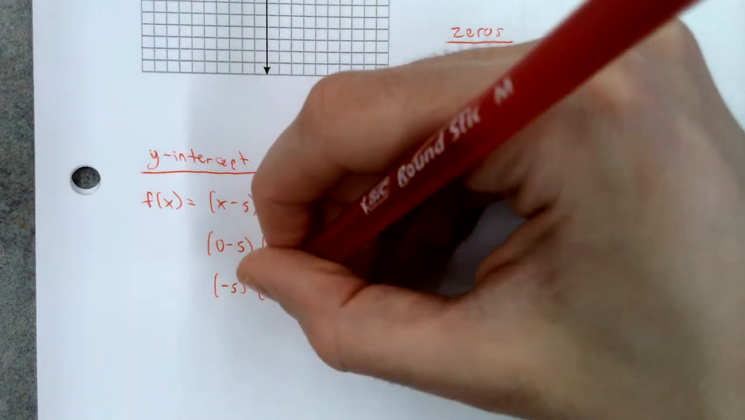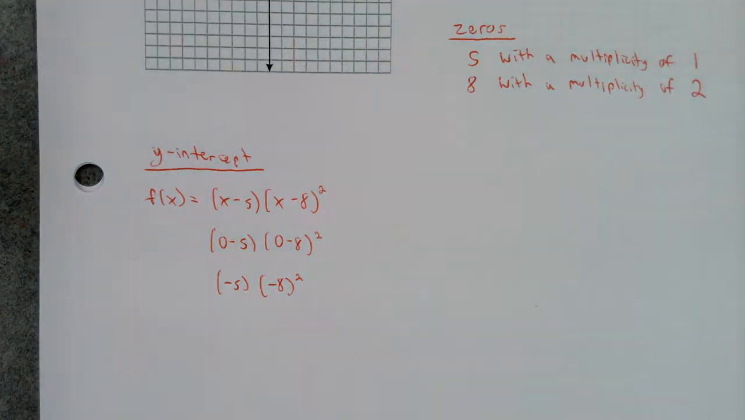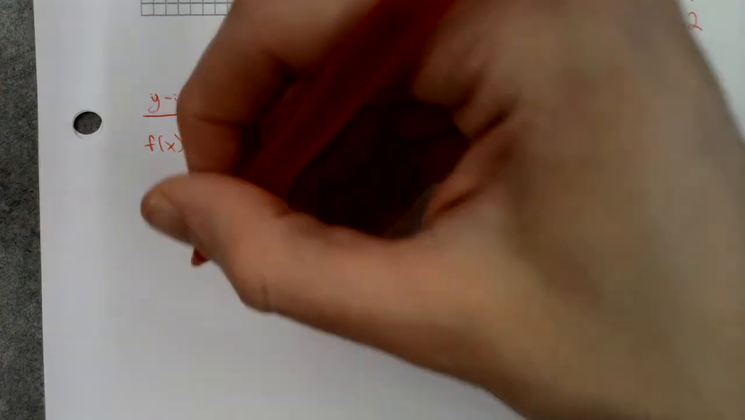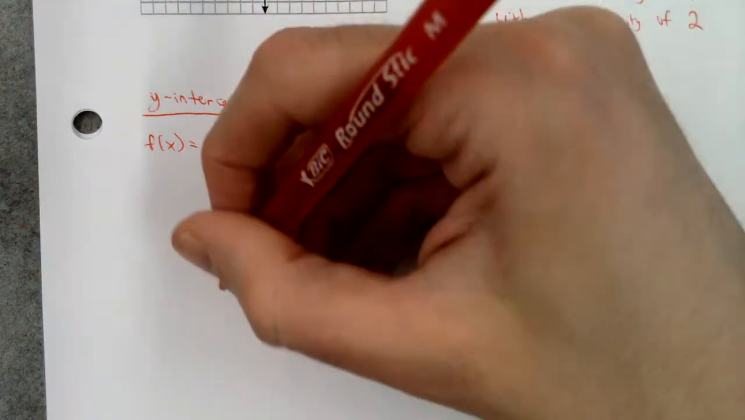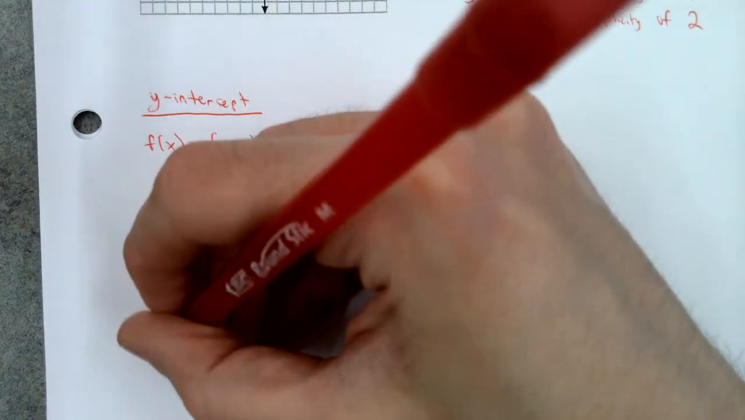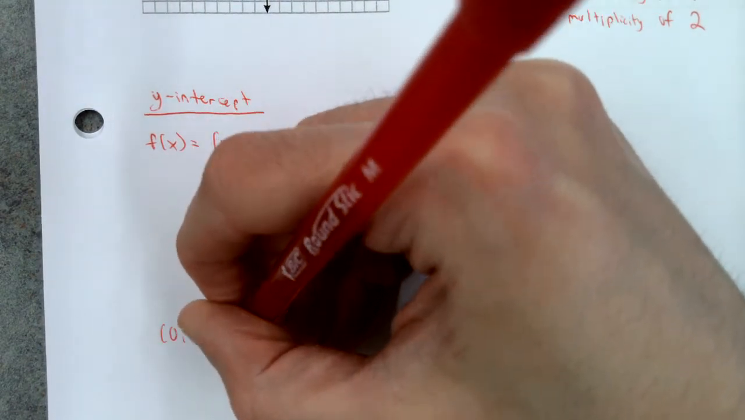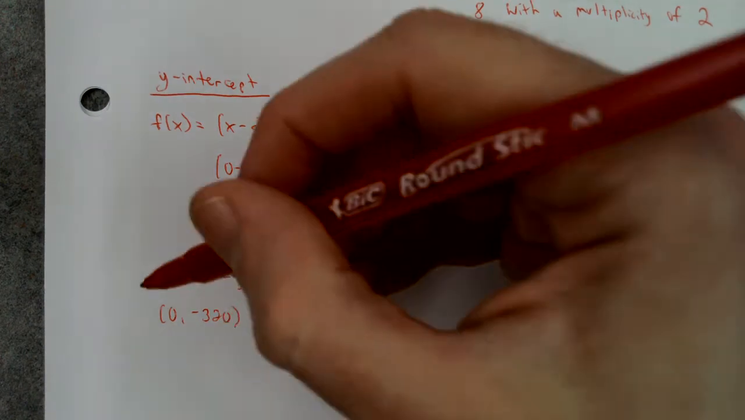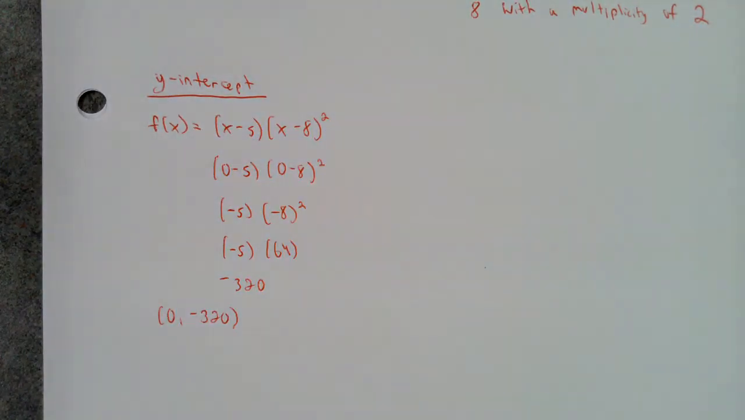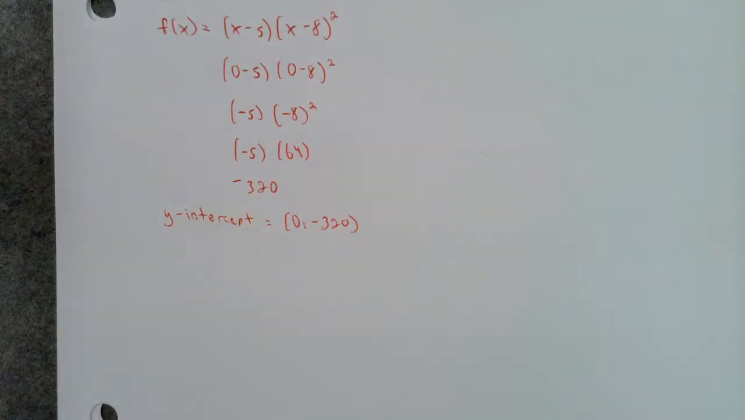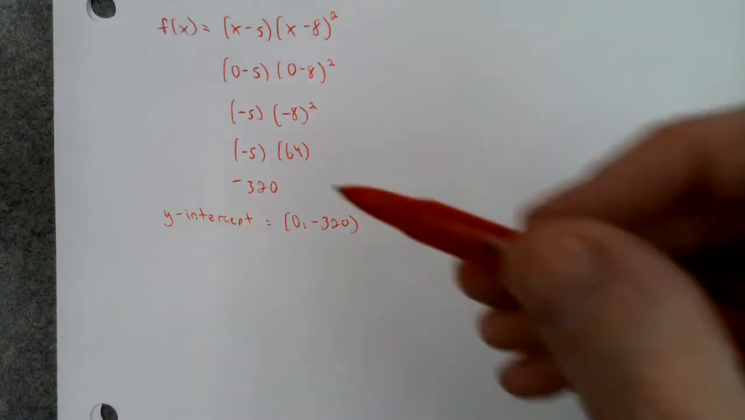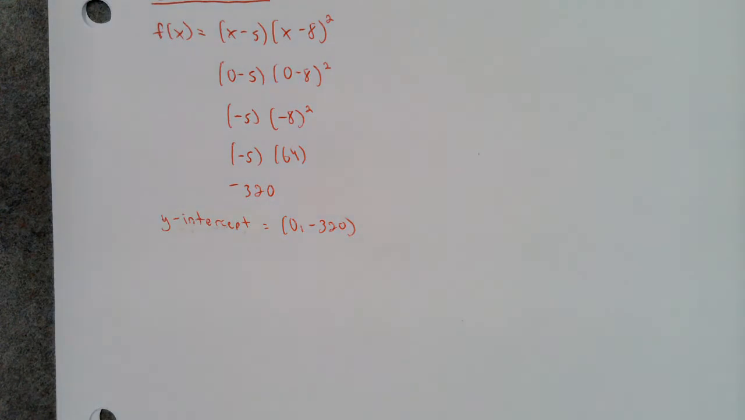And then negative 8 squared. Negative 8 squared is 64, so it's negative 5 times 64, which is negative 320. So that's our y-intercept, 0, negative 320. I don't think I can fit that in my graph above, as long as I make each line 1. Let me write that a little neater. Okay, so just for consistency, I'll write it like that, just like number 1. Okay, 0, negative 320 is the y-intercept.